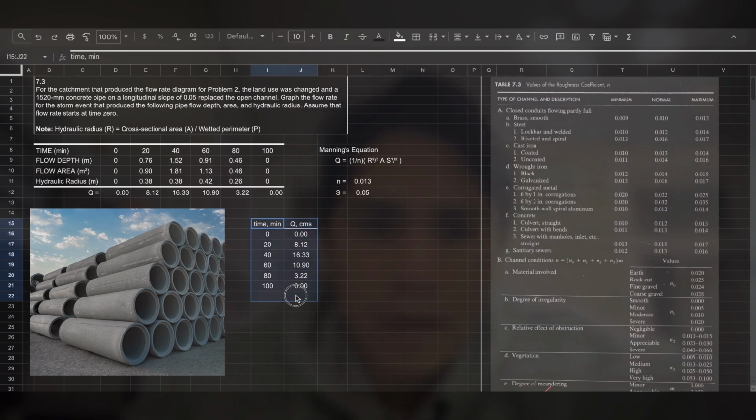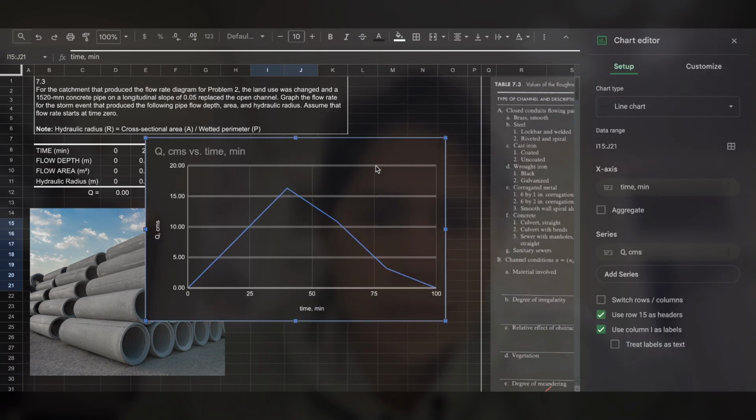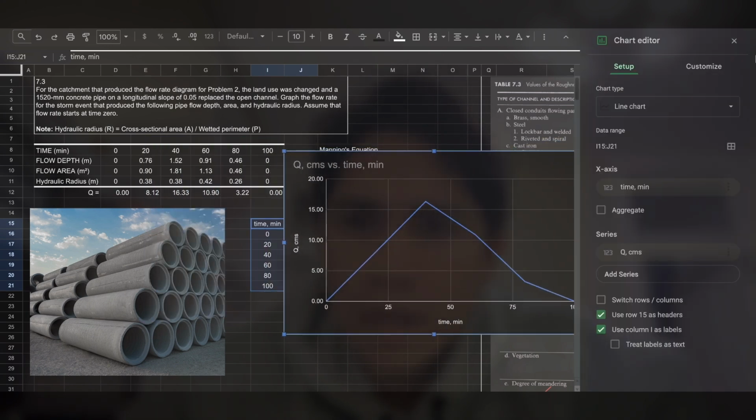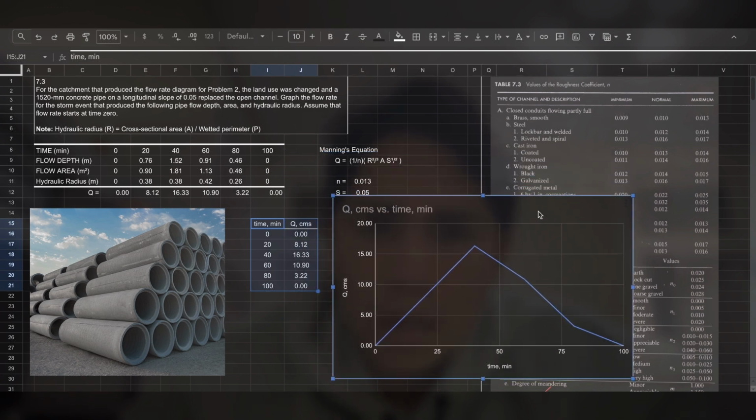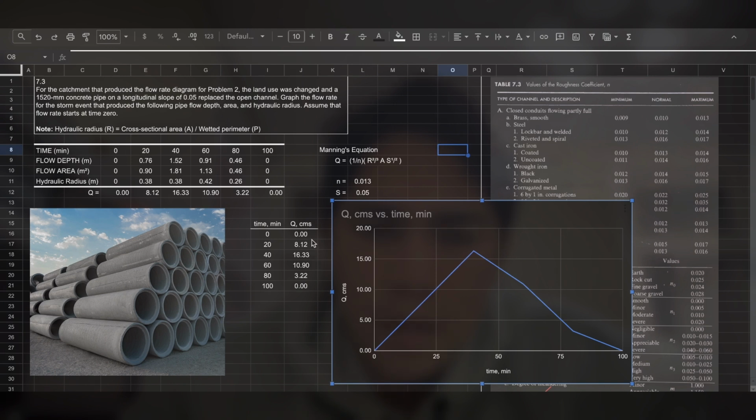But now that we have these values here, all we need to do is plot it, and you do insert chart, and you get a plot like this. And this should be enough for the answer of this problem: the values found using Manning's equation and the plot of those values of the flow. So this is it for this video.